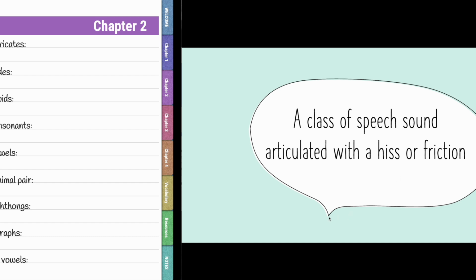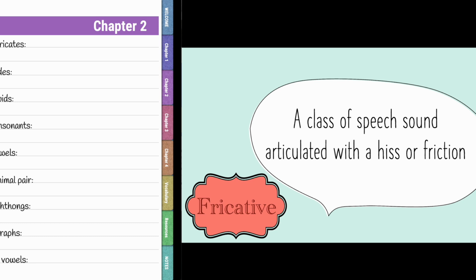Next, we have a class of speech sounds that are articulated with a hiss or friction. These ones can continue. And so think of f, v, s, z. Those sounds are fricatives. You can actually see the word friction in them. The kids love to say this. What the fricative? It's kind of cute. So these ones cause friction.